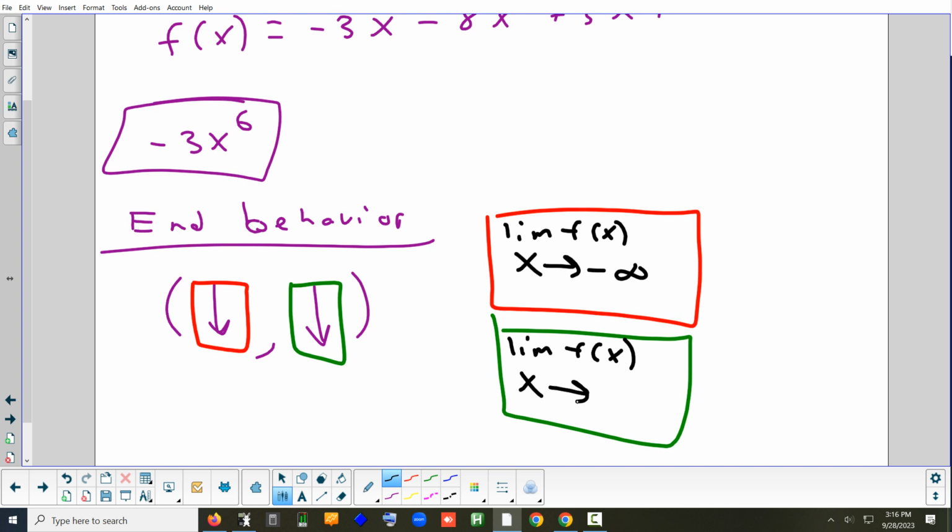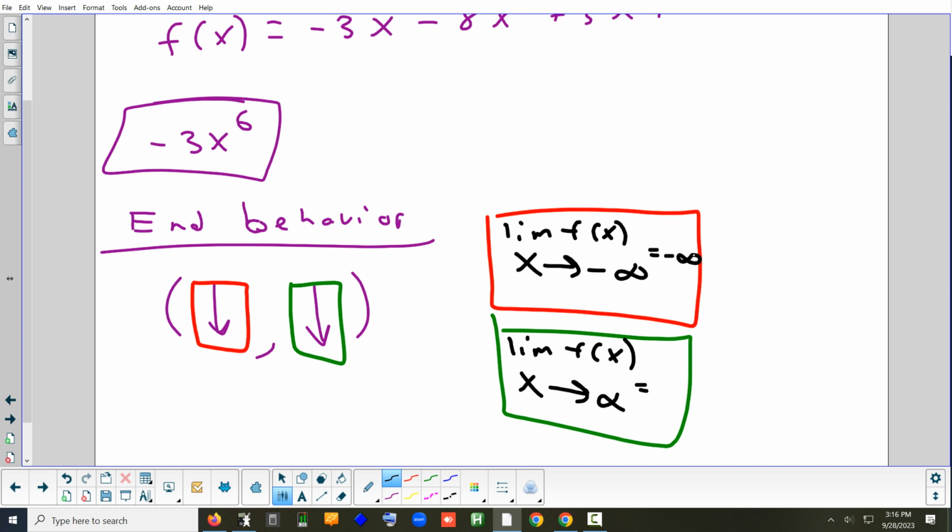And what value do you approach as you go further and further to the right? Positive infinity. Okay, let's start with the red one. As you head further and further to the left, what is the y value going to get close to? Not which way is it going. I know which way it's going. But what is it going to? That's the question. It's going to negative infinity.